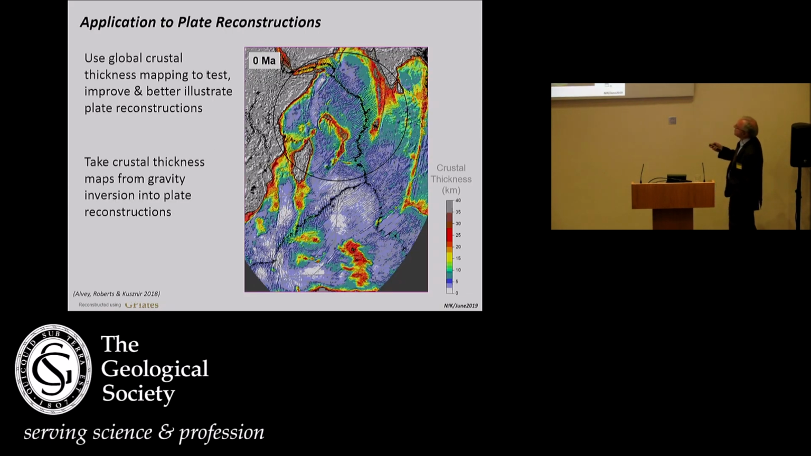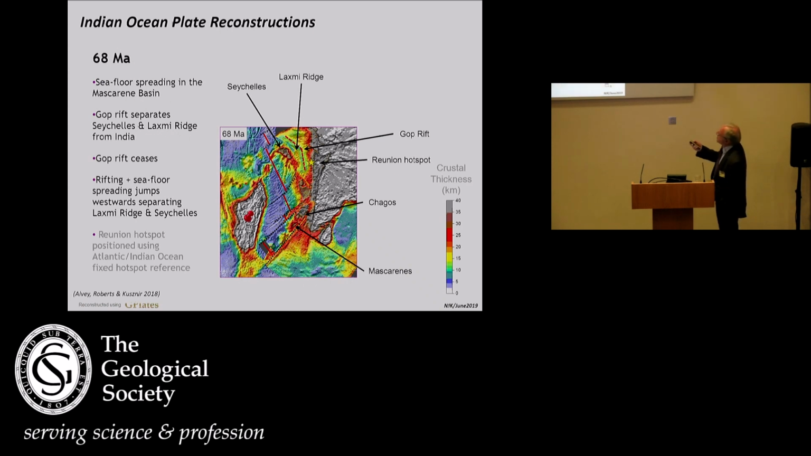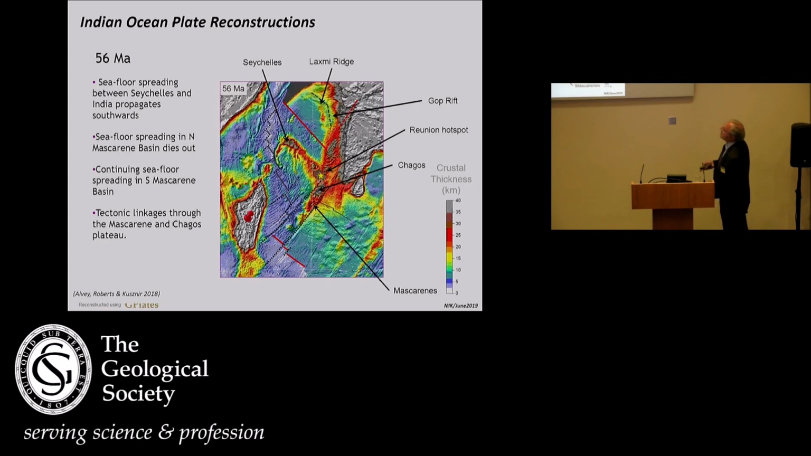Okay, this is the present day crustal thickness. If we restore to 84 million years, we can see that Madagascar here is snugly huddling up to the west coast of India. Let's just take this a little bit further. At 68 million years, we formed the Mascarene Basin. We're forming a thing called the Gop Rift here, but Seychelles is still really attached or close to India. Take it a bit further, at 56, Seychelles has moved off India, and seafloor spreading is propagating southwards.